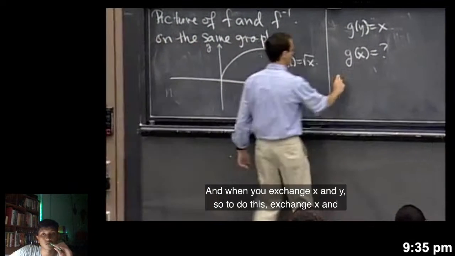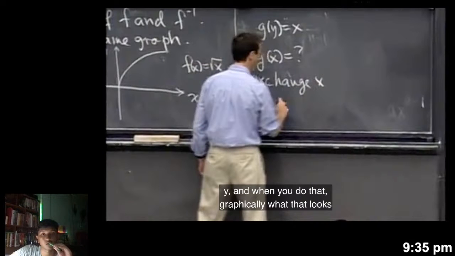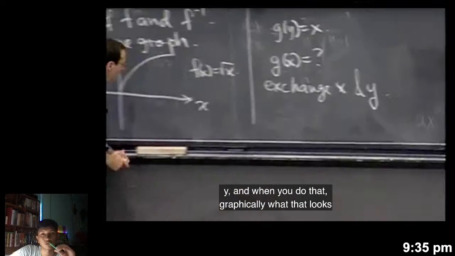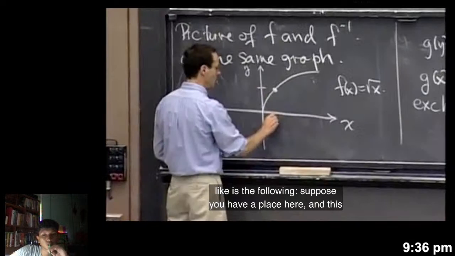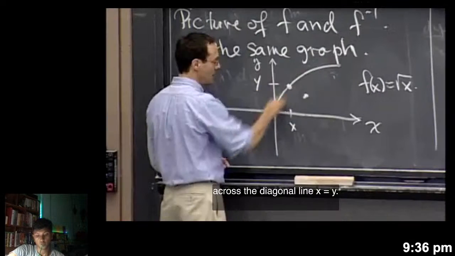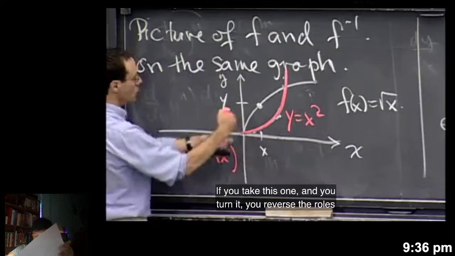so to do this, exchange x and y. And when you do that, graphically, what that looks like is the following. Suppose you have a place here, and this is the x, and this is the y. Then you want to trade them, so you want the y here, diagonal. Right? So this guy here is y equals f. If you take this one and you turn it, you reverse the roles of the x-axis and the y-axis, tilt it on its side.